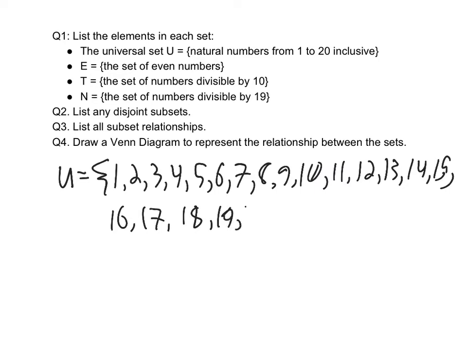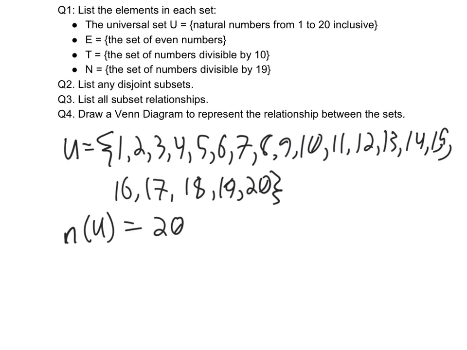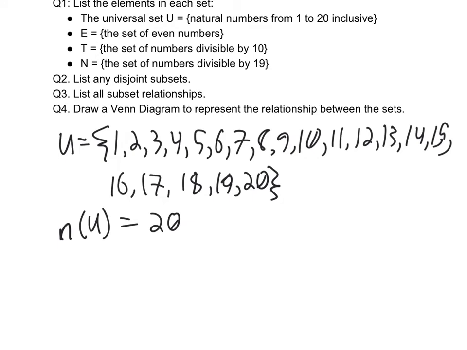Now, wasn't explicitly asked in this question, but we can also determine n of U, the number of elements in the universal set, and this one's probably pretty trivial. There'd be 20. Let's go on to the next one, set E.